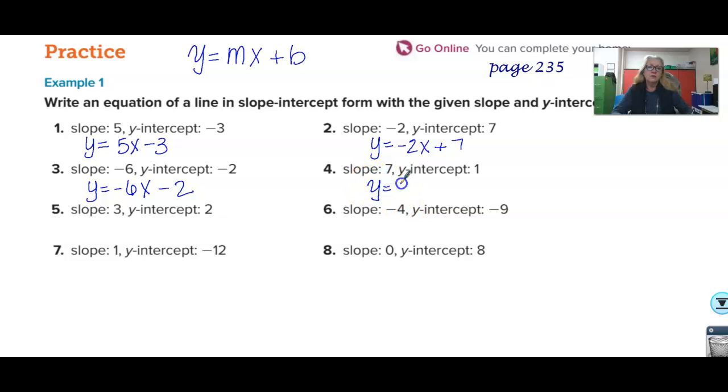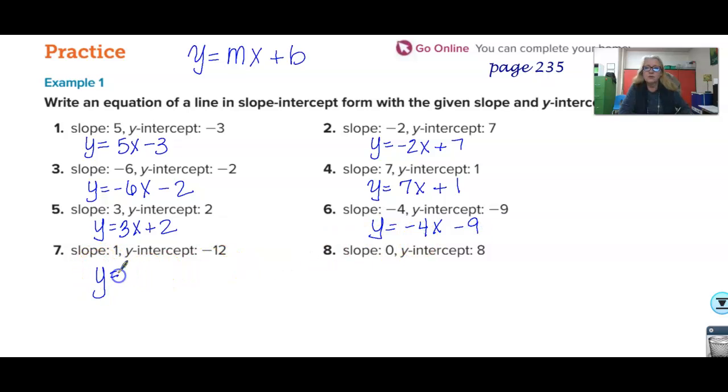Y equals 7x plus 1. It's a +1, +7. All right, see how easy these are? You can knock these out real quick. Y equals, slope is 3, plus 2. Y equals slope x, y-intercept.